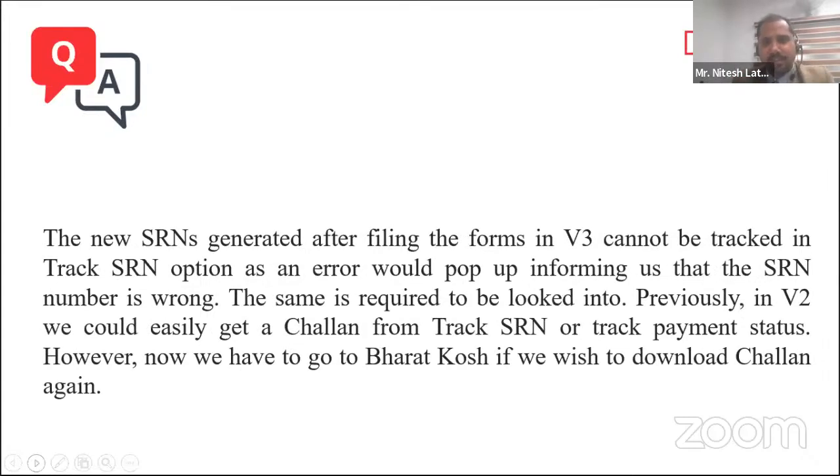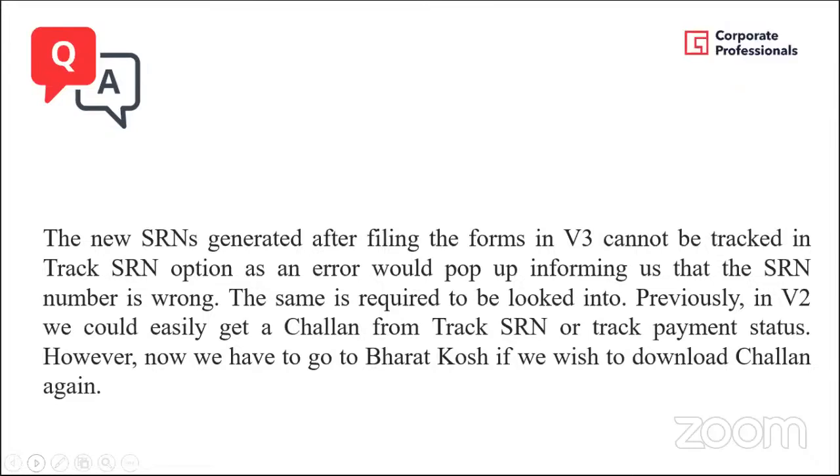So this is regarding the SRN generated after filing the forms in V3, which cannot be tracked through the track SRN status option, as an error would pop up informing us that the SRN number is wrong. So, sir, the track SRN functionality is there in the V2 system, that is the V2 service. You will not be able to use the track SRN functionality of V2 for V3 SRNs. For V3 anyway, we have created an application history dashboard. Users have to log into their user ID and go to the application dashboard to check their SRNs and the status. These SRNs would not appear in the track SRN service of V2. I think that is what users are facing.